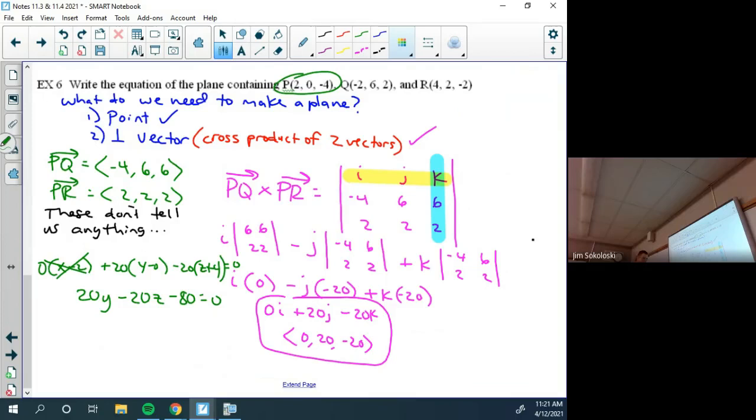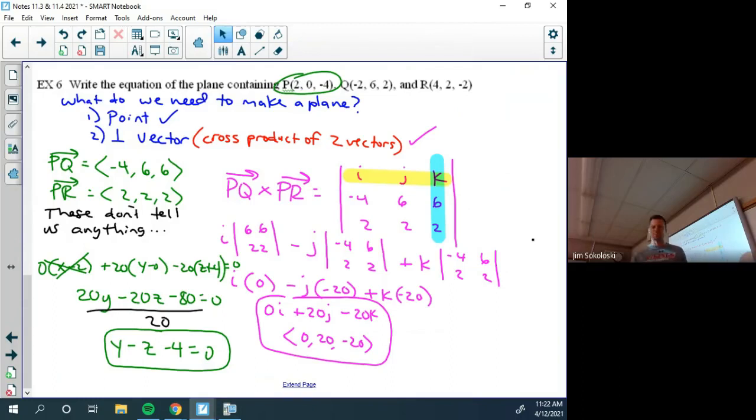Now, we can actually divide this all by 20, right? So if I divide this all by 20, I can get a much simpler one: y minus z minus 4 equals 0. I'm allowed to do that to simplify numbers down, especially when they're big like that, because of the 0 on the other side. Okay, so that's our final answer.